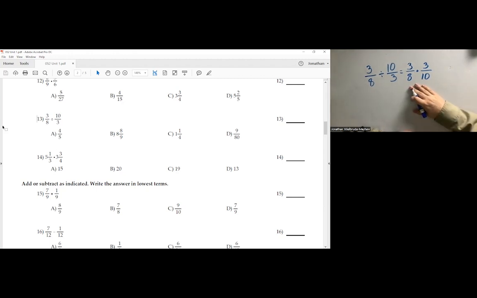We can see here nothing cancels. Nothing on the top shares a factor with anything on the bottom. So we multiply across the top, 3 times 3. We multiply across the bottom, 8 times 10. This gives us 9/80.